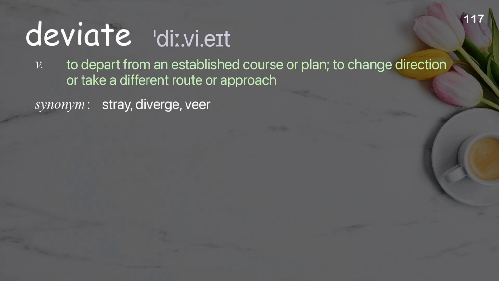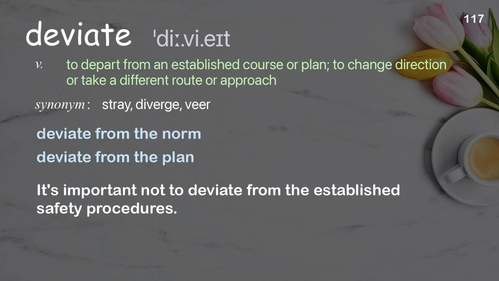Deviate. To depart from an established course or plan, to change direction or take a different route or approach. Examples: deviate from the norm, deviate from the plan. It's important not to deviate from the established safety procedures.